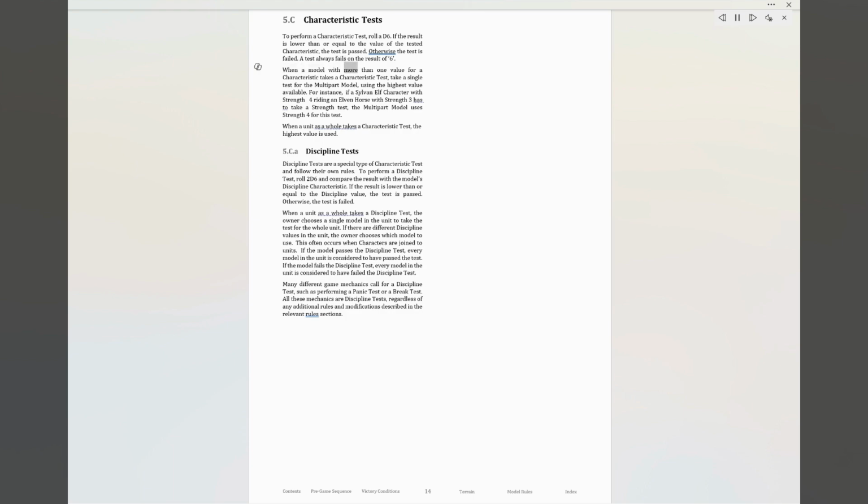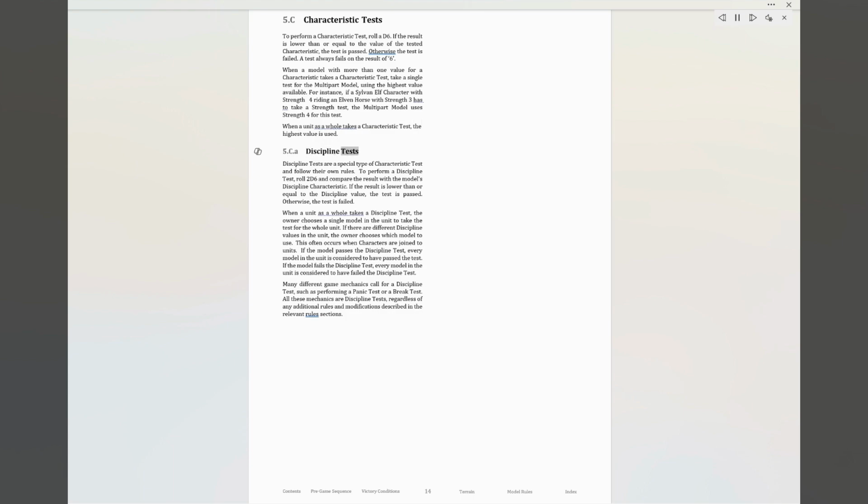When a model with more than one value for a characteristic takes a characteristic test, take a single test for the multi-part model using the highest value available. For instance, if a Sylvan Elf character with Strength 4 riding an Elven horse with Strength 3 has to take a strength test, the multi-part model uses Strength 4 for this test. When a unit as a whole takes a characteristic test, the highest value is used.